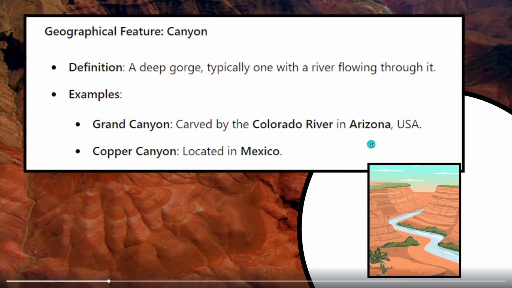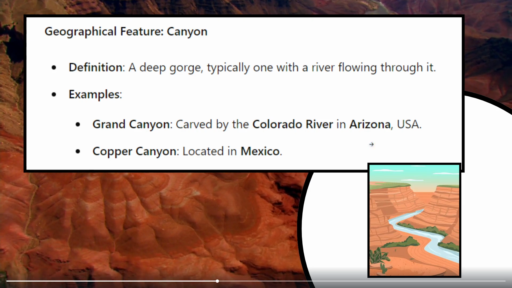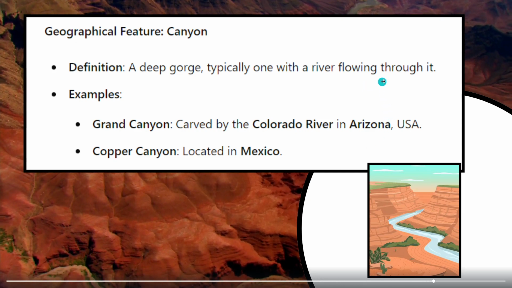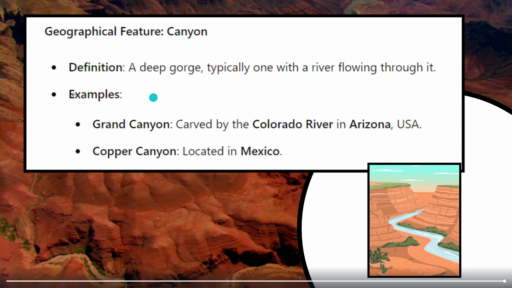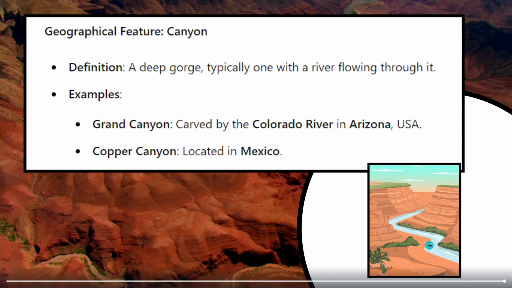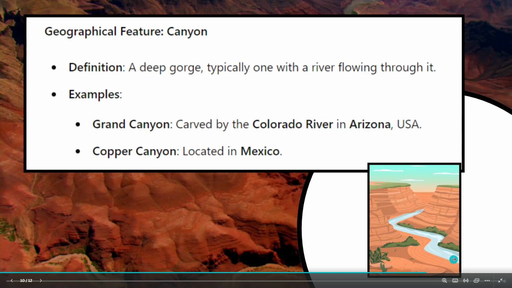A canyon is our next geographical feature, and a definition for a canyon is a deep gorge, typically one with a river flowing through it. The most famous example in the US would be the Grand Canyon. We've got kind of an illustration of what that looks like there. I've been and seen the Grand Canyon, and for anybody else who has been too, it is absolutely awesome and kind of awe inspiring to look at.